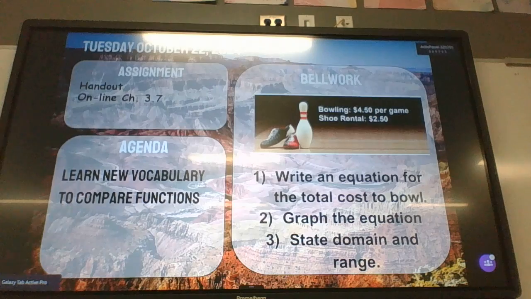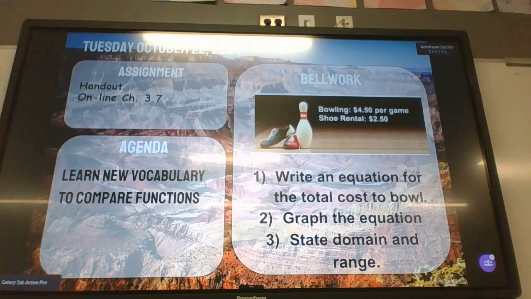So the equation would be the cost, which is y, is 4.50 multiplied by the number of games, plus 2.50 for the shoes. Wherever it says per or each, you should know that means multiply. So that number has to go in as the slope. It is the rate of change because every game the cost is going to go up. The shoes is not the rate of change because you pay for the shoes once.